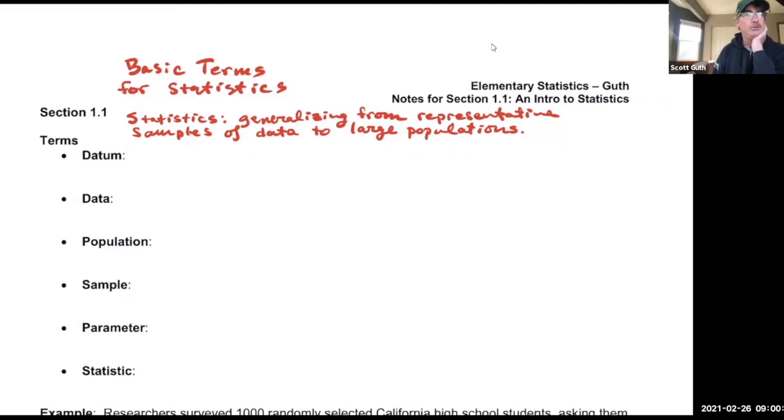And when you do that, you're sort of making what they call an inferential statement. You're making a statistical inference, which is basically an educated guess based on data that hopefully are representative of whatever population you're talking about. Okay, any questions yet?